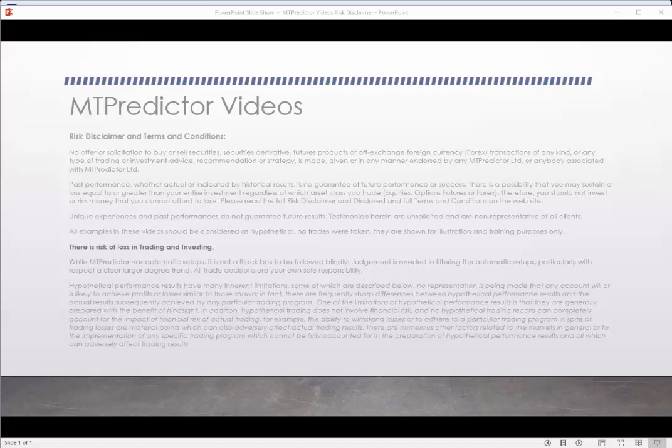In today's MTPredictor video, I'd like to look at some advanced trade management techniques we can use in MTPredictor, and in particular, listening to what the market is actually telling you by its own actions. And I'd like to look at an example that unfolded on one of the US E-minis yesterday, on the YM.